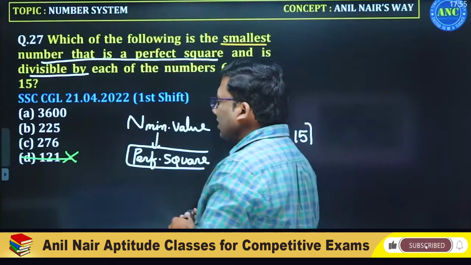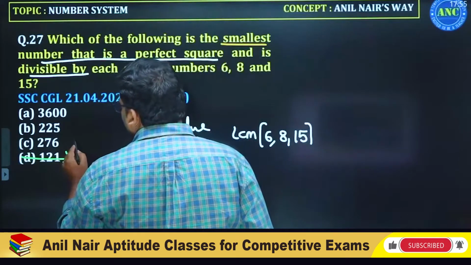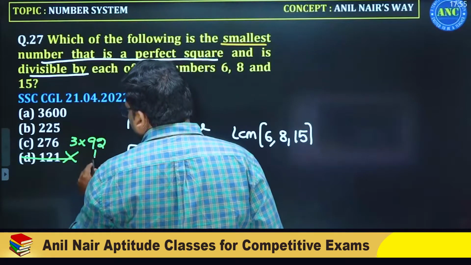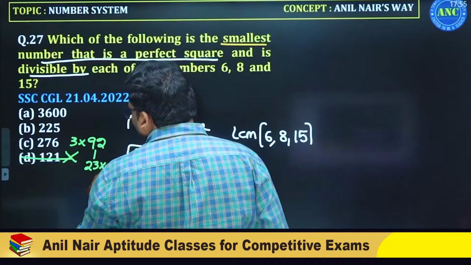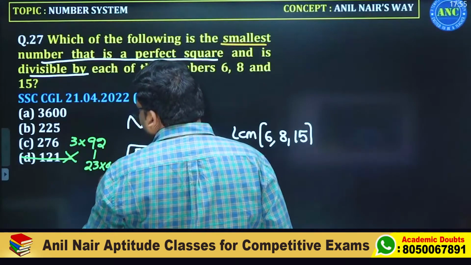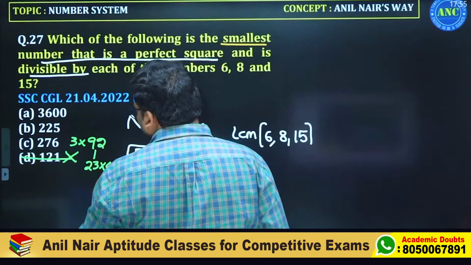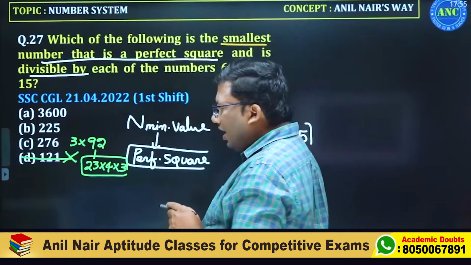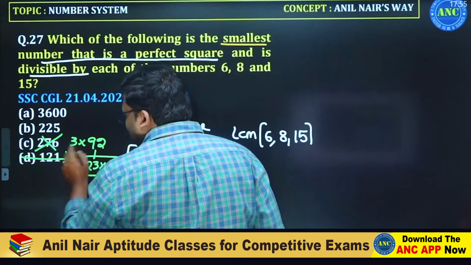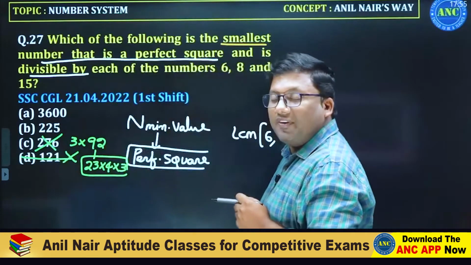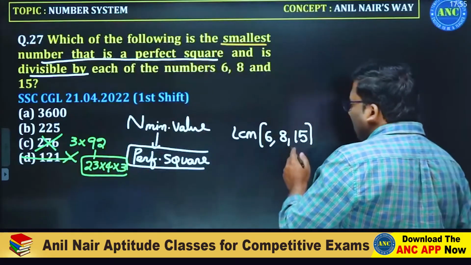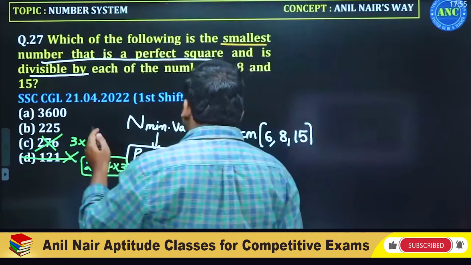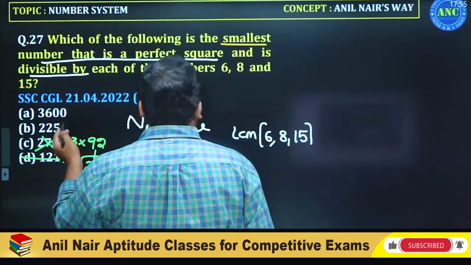So that is out. 276. Factorizing 276, it is 3 into 92, and 92 is 23 into 4, so 23 into 4 into 3. 23 12s are 276. The answer is divisible by 23. If the answer is divisible by 23, at least one number in the input should have 23. It is not there, so it is omitted.